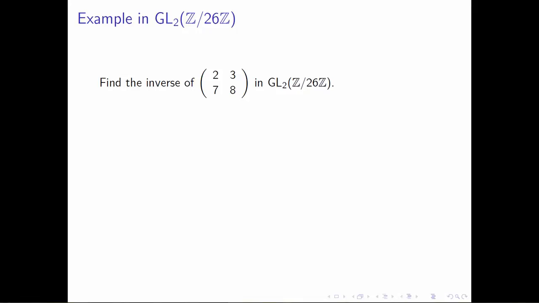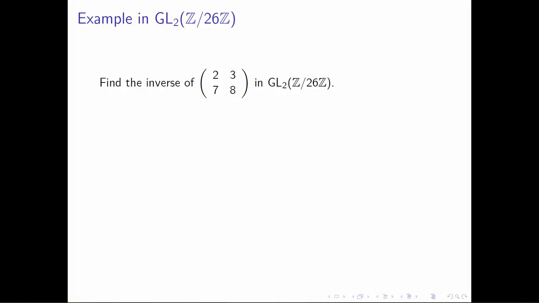In this last video covering groups, I'd like to do an example working some computations in a less familiar example of a group. So where I'm going to be working is GL2 of Z mod 26Z. Remember what that is. It's the set of 2 by 2 matrices with non-zero determinant, where all of the numbers in a position in the matrix must be non-negative integers strictly less than 26, so numbers 0 through 25 inclusive there.